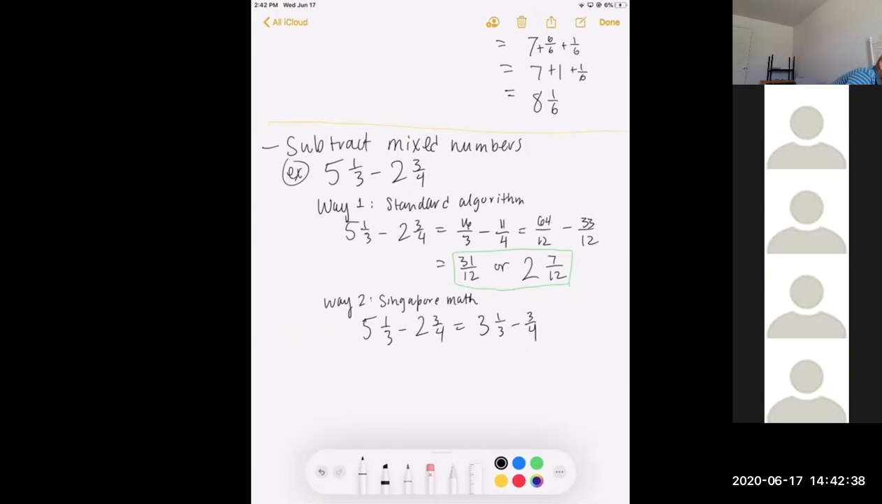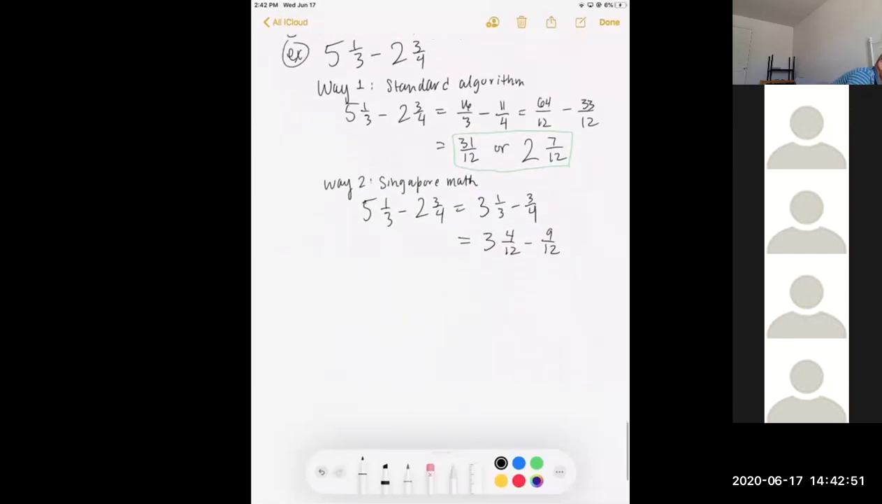So let's get a common denominator. 3 and something over 12 minus something over 12. So that's 4/12 subtract 9/12. That's what they like to do in these problems, is they want to make the second fraction bigger. So we have to do some regrouping.